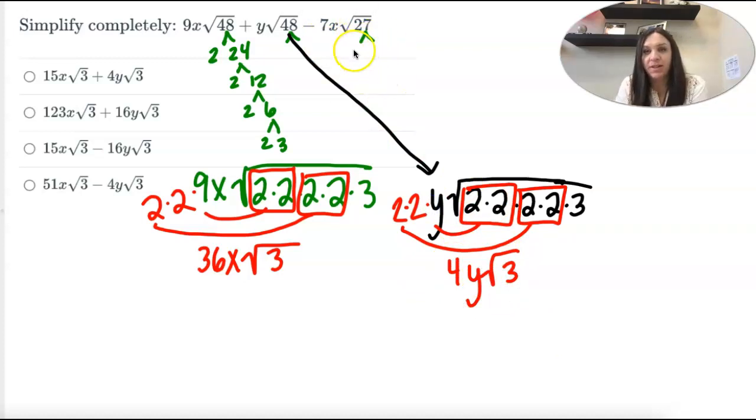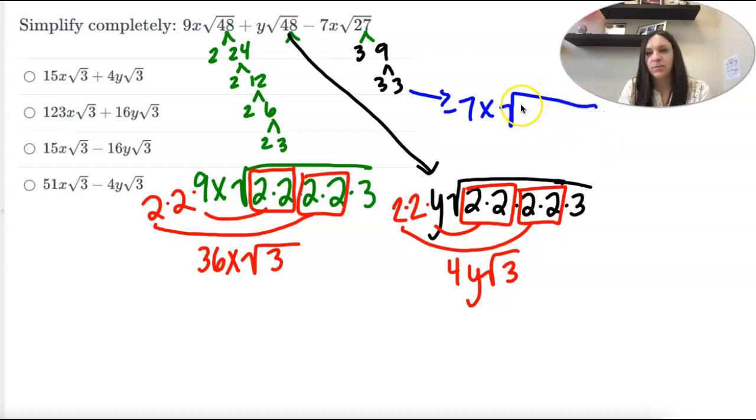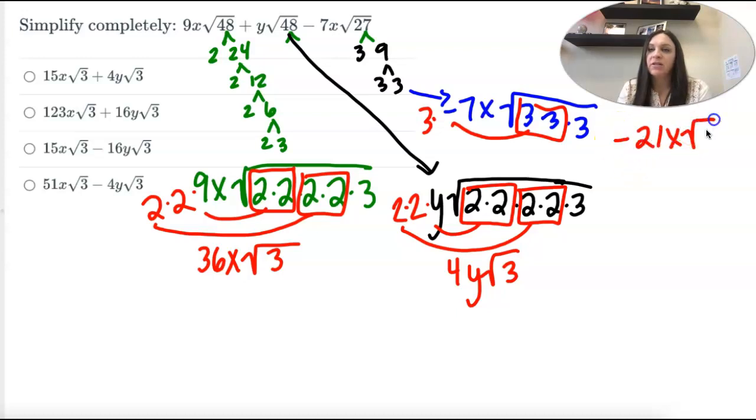Now let's do 27. So 27 is 3 times 9. 9 is 3 times 3. So now we have negative 7x square root 3 times 3 times 3. Pair of 3's we bring out and multiply. So that becomes negative 21x square root of 3.